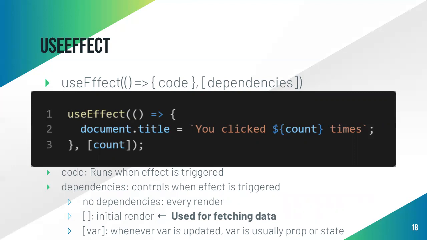If you don't include square brackets at all, it's going to re-render, I think, anytime any value changes. That's typically going to cause a lot more reloads and could cause some issues down the line. If you have square brackets with nothing in them, so if we didn't have count in there, it would just load whenever the page renders. That's very useful when we're fetching data. And then if we put a variable in there, typically it's going to be a state variable. And whenever that variable is updated, that's when the code inside that function is going to run. In this example, it's just going to be updating the title of the page.